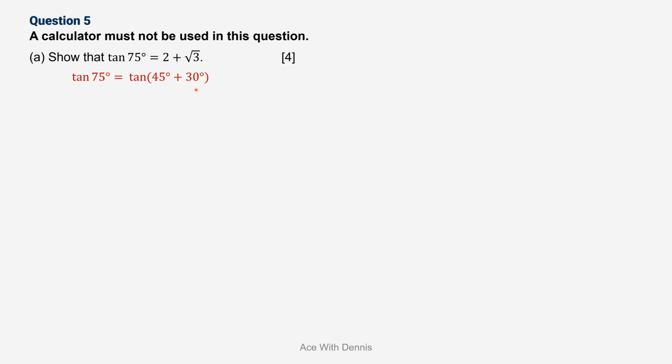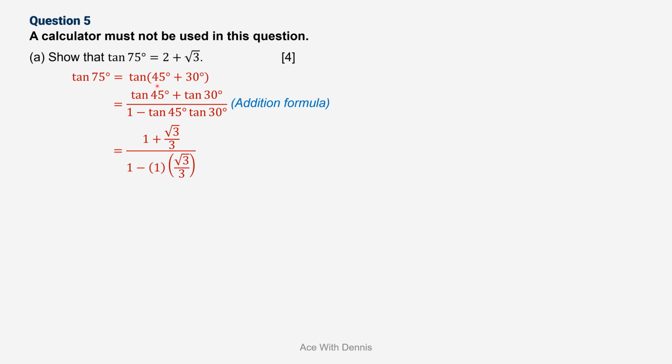Alright, so then we can use the addition formula to change this into tangent 45 degrees plus tangent 30 degrees over 1 minus tangent 45 degrees times tangent 30 degrees. So why do we want to choose 45 degrees and 30 degrees? Because we know tangent 45 degrees is 1 and tangent 30 degrees is root 3 over 3.